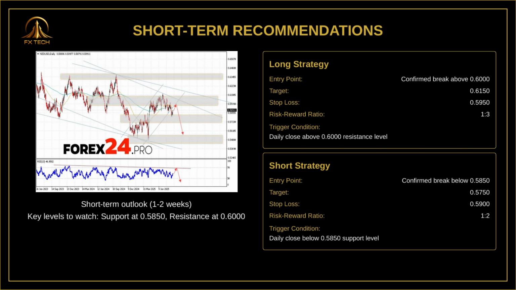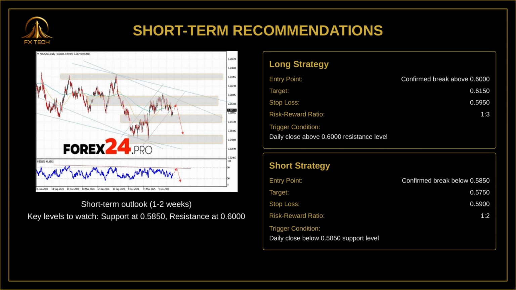0.6000 resistance level, specifically requiring a daily close above this psychological barrier. Once triggered, the target is set at 0.6150, with a stop loss placed at 0.5950. This setup offers an attractive risk-reward ratio of 1 to 3, meaning the potential profit is 3 times the risk.